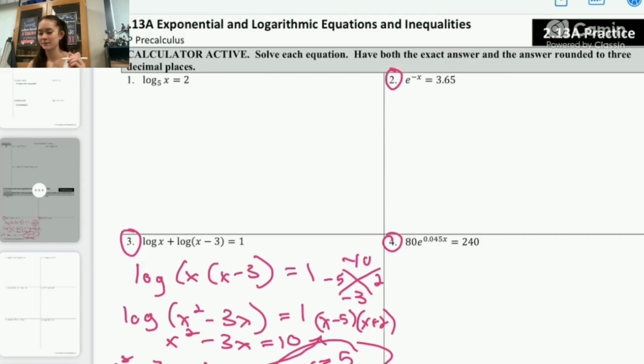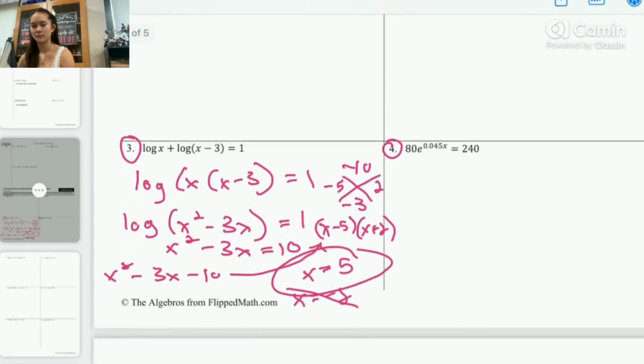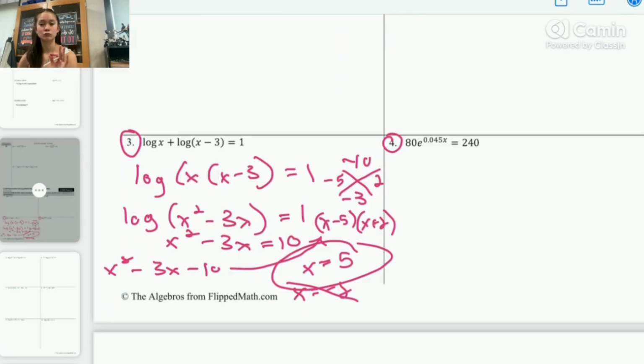And now we're going to do number 4, but number 3 for us. 80e to the power of 0.045x equals 240. So we'll scroll down just in case y'all can't see that. We're going to start with dividing both sides by 80, because that is the first step when you have a variable in front. So we're going to divide both sides. That's going to get you just e to the power of 0.045x on the left, and then on the right, that's going to get you 3.